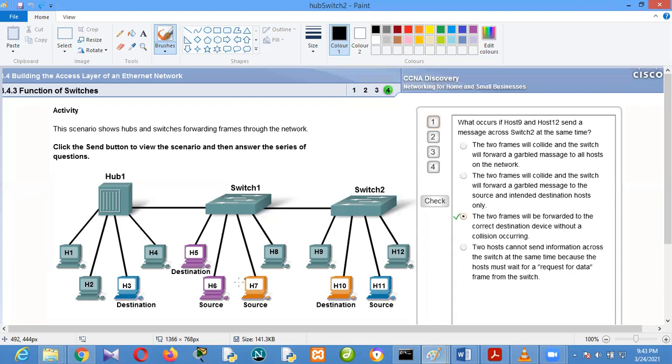Then let me ask again. Okay, what if the ARP table here is blank, here is filled up, and H2 is asking who is H7? Tell me how the message is going to move, and who and who is going to receive the message.